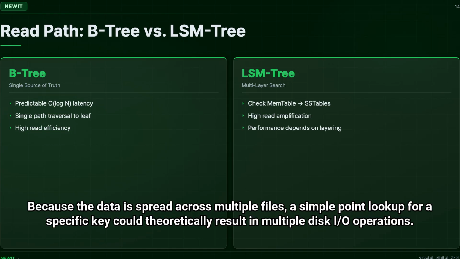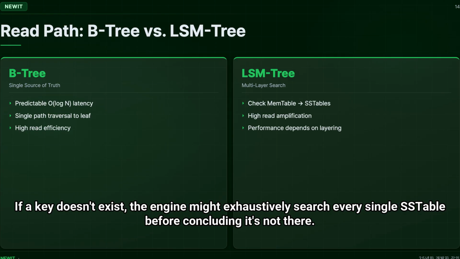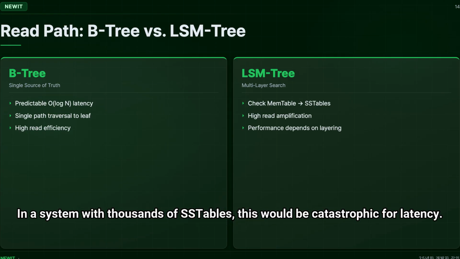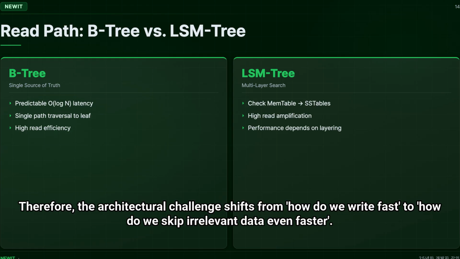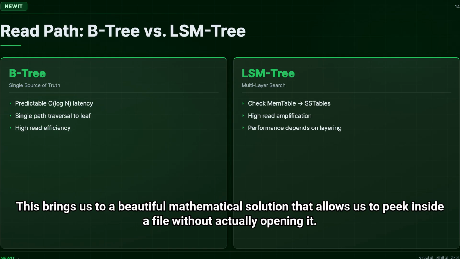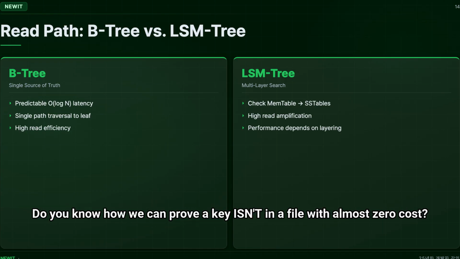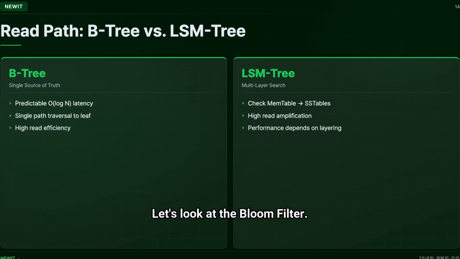Because the data is spread across multiple files, a simple point lookup for a specific key could theoretically result in multiple disk I/O operations. If a key doesn't exist, the engine might exhaustively search every single SSTable before concluding it's not there. In a system with thousands of SSTables, this would be catastrophic for latency. Therefore, the architectural challenge shifts from how do we write fast to how do we skip irrelevant data even faster. This brings us to a beautiful mathematical solution that allows us to peek inside a file without actually opening it. Do you know how we can prove a key isn't in a file with almost zero cost? Let's look at the Bloom filter.